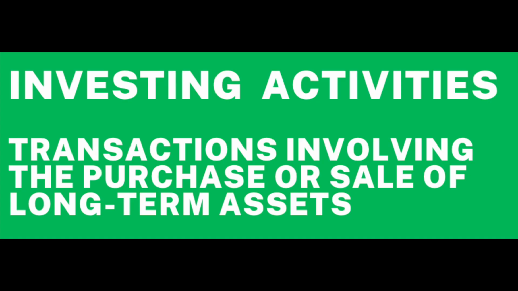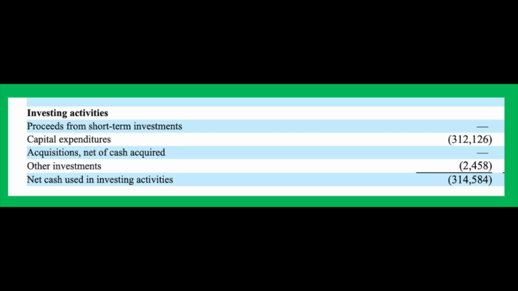Moving down the cash flow statement to investing activities. And what are investing activities? Transactions involving the purchase or sale of long-term assets. So some examples of investing activities include proceeds from short-term investments, capital expenditures, acquisitions, net of cash acquired, other investments, net cash used in operating activities.